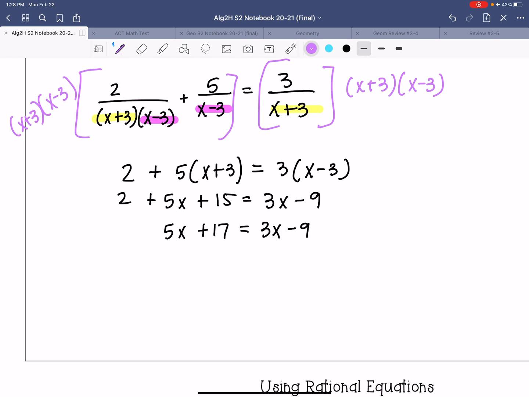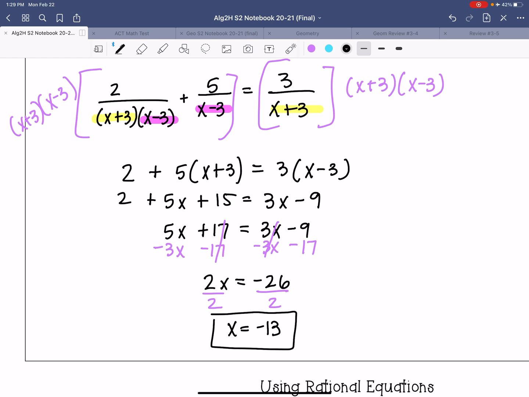We want to put our x's on one side, everything else on the other side, so I'm going to move that 3x, and then I'll subtract that 17. So now I have 5x minus 3x is 2x equals, and I have negative 9 and negative 17, so that's going to give me negative 26. Divide by 2, divide by 2, so we get x equals negative 13. And again, negative 13 will work because we just can't have negative 3 or positive 3, so this will work. It is not extraneous.